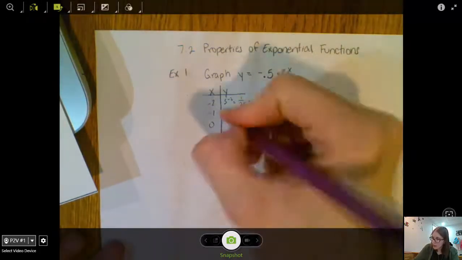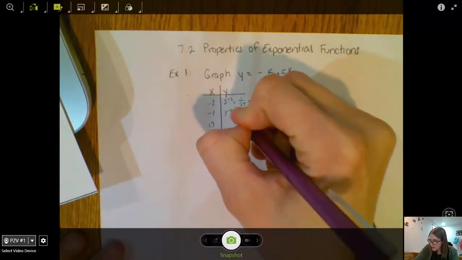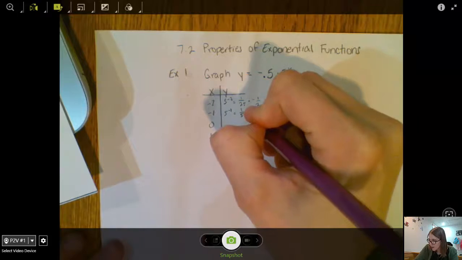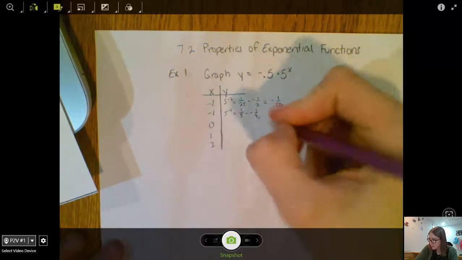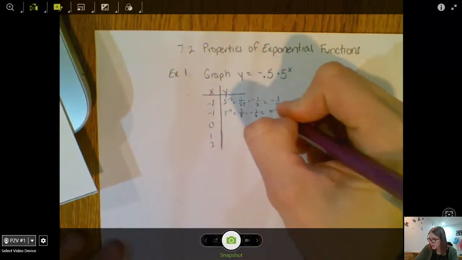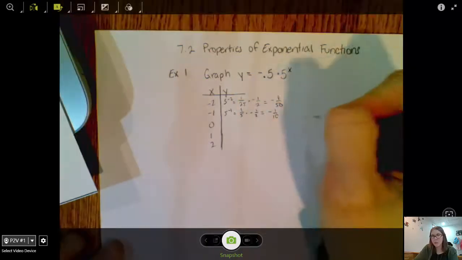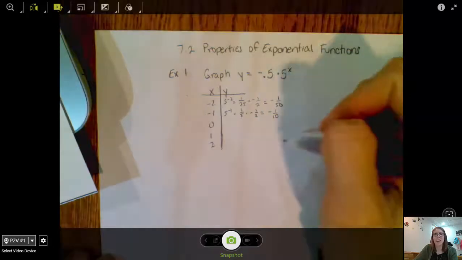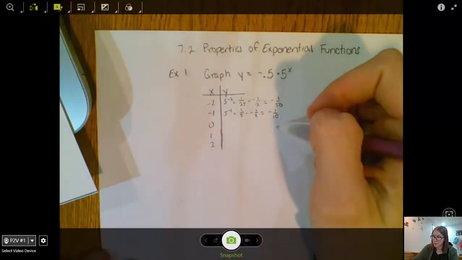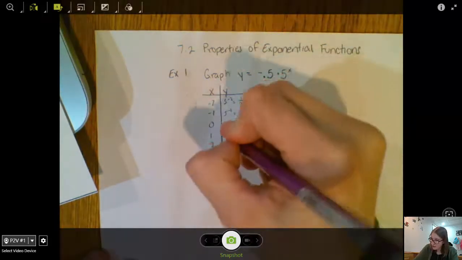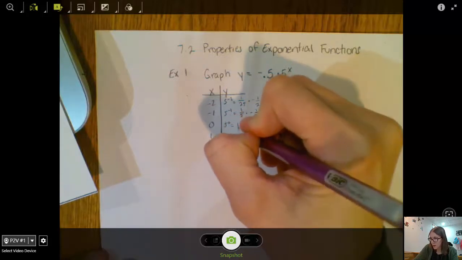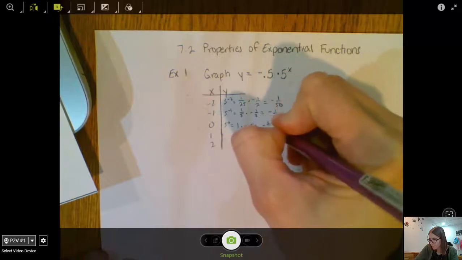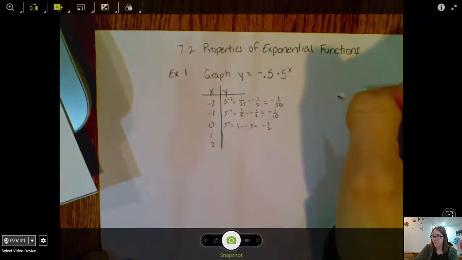For -1, plug it in. 5 to the -1st power is 1/5 times -1/2 is -1/10. So pretty small fraction still. When we actually graph this, we're really not going to see a whole lot of a difference here. Plug in 0. 5 to the 0 power is 1 times -0.5, -1/2.